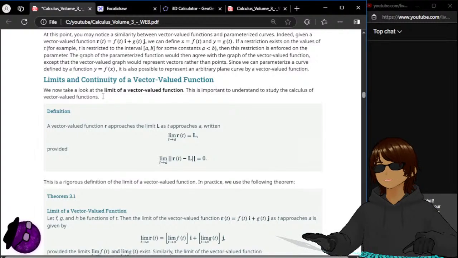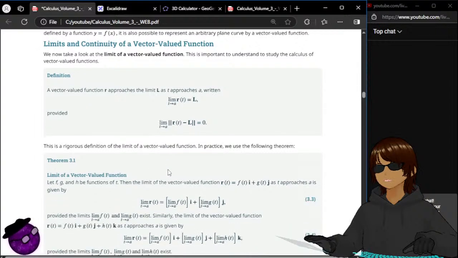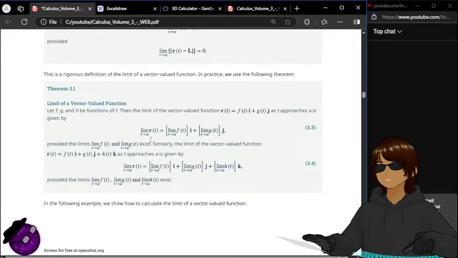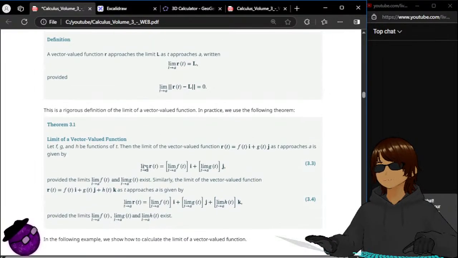We now take a look at the limit of a vector valued function. This is important to understand to study calculus of vector valued functions. A vector valued function r approaches the limit L as t approaches a, written like this. So r(t) approaches L. This is a rigorous definition of the limit of a vector valued function. In practice, we use the following theorem. So for the limit, you can add them.